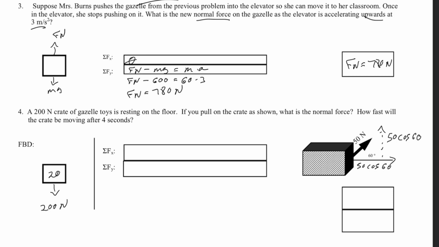50 cosine 60 to the right, 50 sine 60 up. I'm going to have to make that correction. It's like I just inadvertently wrote cosine twice. But we've got 200 newtons down, 50 cosine 60 to the right, 50 sine 60 going up, plus force normal up.